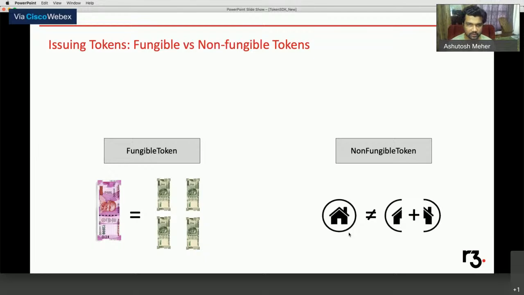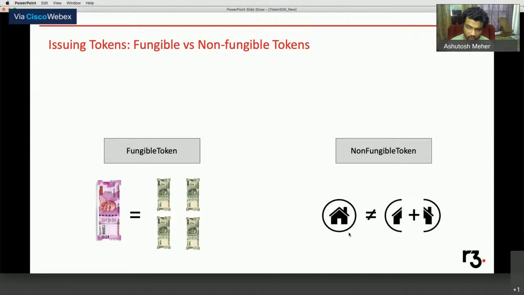Fungible is something which can be split and merged at any point of time. For example, money or currency, right? A 2000 rupees note is equivalent to a 500 rupees note, right? So similarly, I could say that I have a 2000 rupees note, and if I have 500 rupees notes, they are actually the same. So these things are fungible. One of them could be split into four, and then all four could be merged again into one. So that's where we say fungible. You could split and merge them anytime you wish.